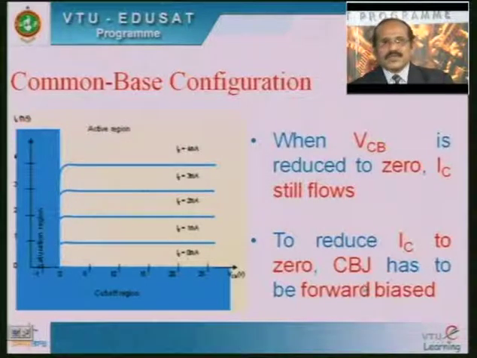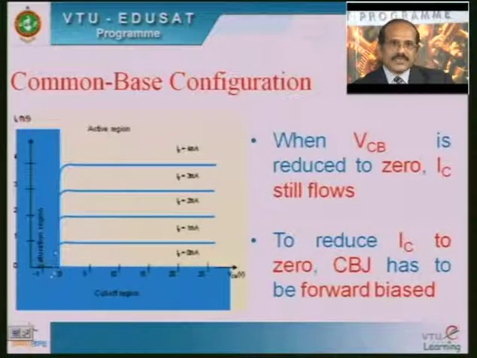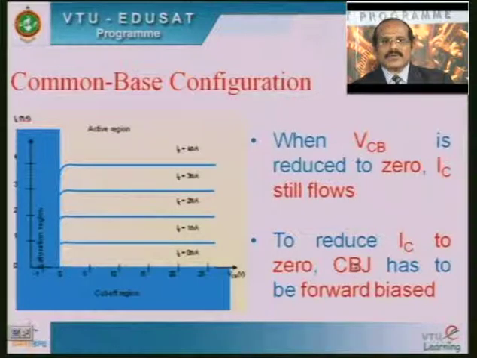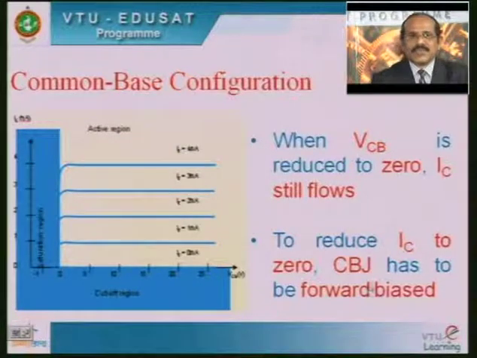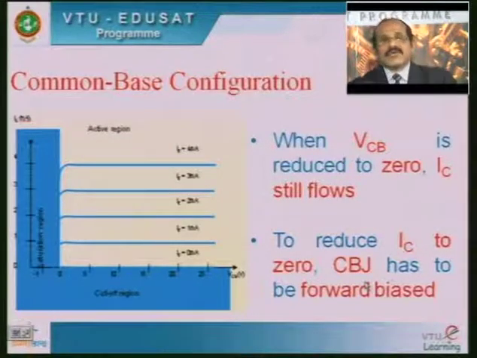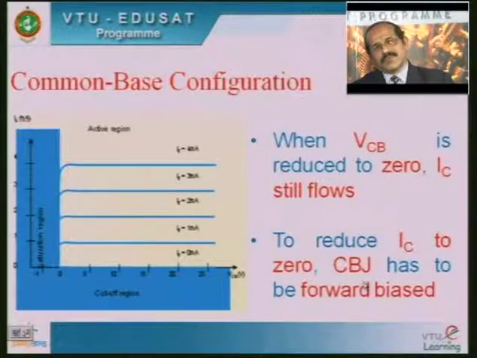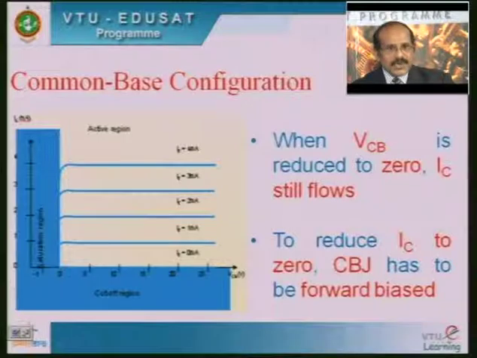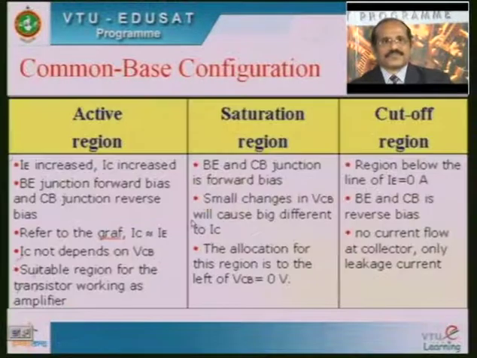In order to reduce this collector current to 0, what you need to do is forward bias the collector base junction. We have to reverse the potential, the terminals of the voltage supply, the power supply. If you interchange the terminals, then the collector base junction will be forward biased, and the collector current reduces to 0 there.